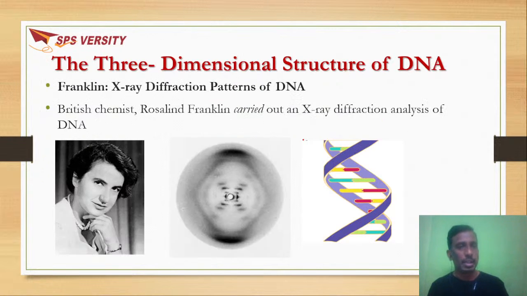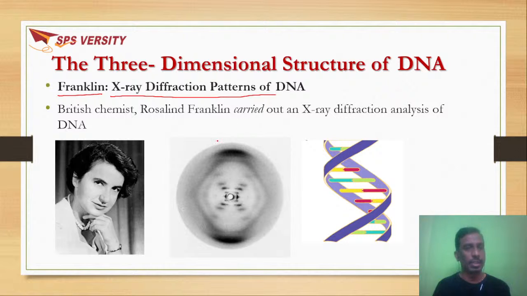To find out the structure of DNA, many people struggled with a lot of experiments. For example, Franklin is a person who did an X-ray diffraction experiment. She did an X-ray diffraction pattern of DNA, and in this X-ray diffraction she did an analysis of DNA.